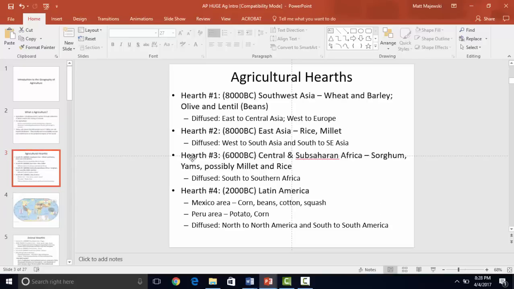So again, we have four major agricultural hearths for crops. The first is Southwest Asia. That's believed to be probably the oldest, the original, sometimes referred to as the Fertile Crescent, because that region of the world is an area where a bunch of rivers merge together, and so there's a lot of really fertile river valleys in that area. We know that wheat and barley were originally domesticated in Southwest Asia. Olive and lentil beans as well. Now, wheat and barley are by far the most important, but of course there are others as well.